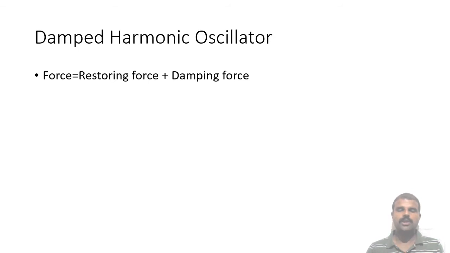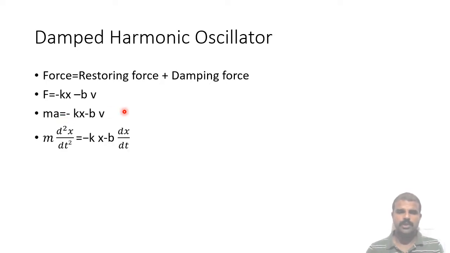So there are two forces acting on the damped harmonic oscillator. One is the restoring force minus kx, and the other one is the damping force, which is proportional to its velocity. So we write the damping force as minus b into v. b is a constant, right? As before, F can be rewritten as m into a, and we substitute a is equal to d square x by dt square, and v is equal to dx by dt, which makes these changes.